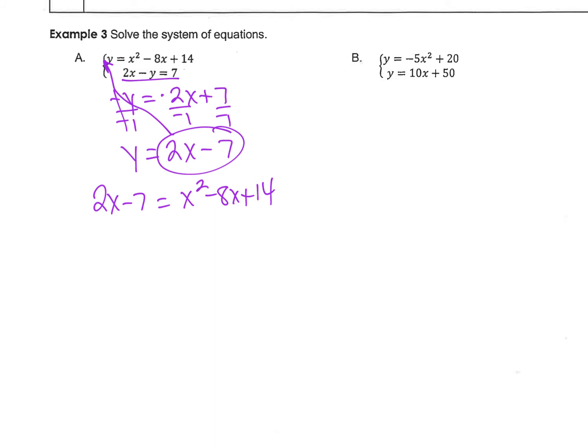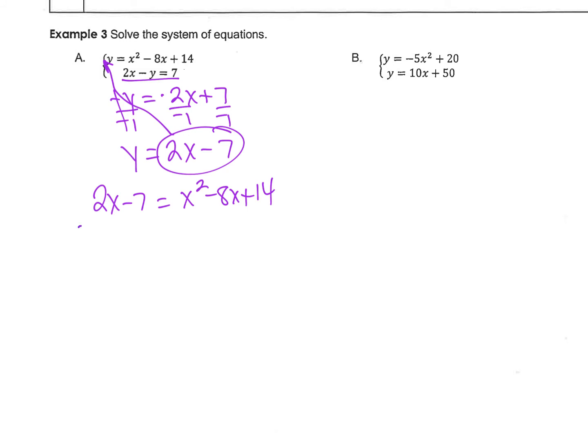Now, remember we've discussed all the ways to solve a quadratic. We can use square root method, which won't work on this one. We can use factoring. We can use graphing. We can use quadratic formula, completing the square. So remember, quadratic formula works every time because sometimes we don't have real solutions, sometimes we have imaginary. So let's use quadratic formula.